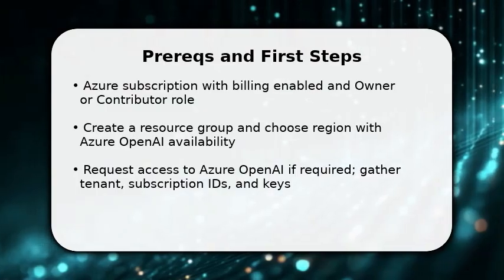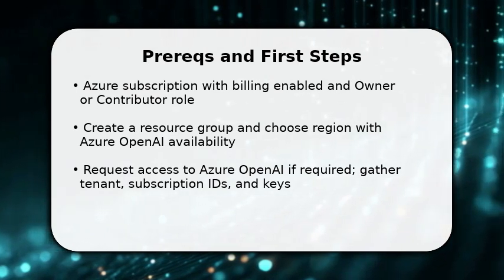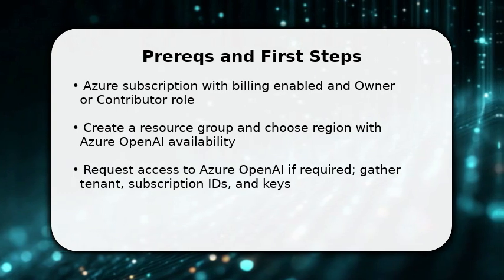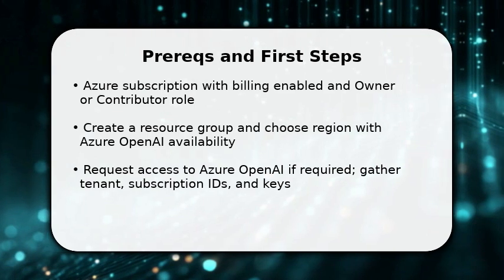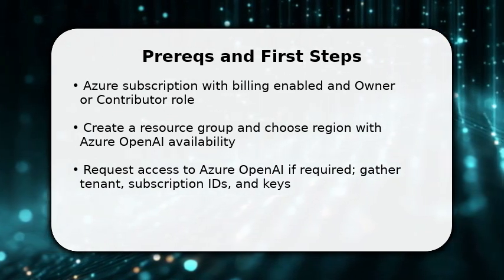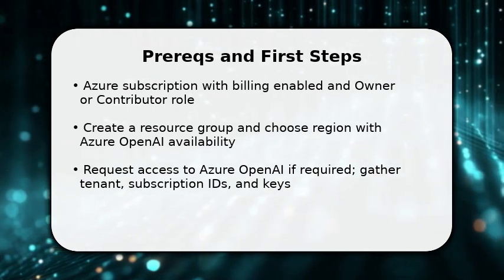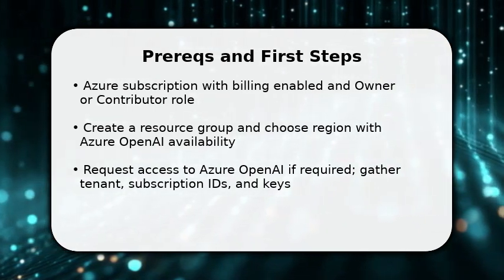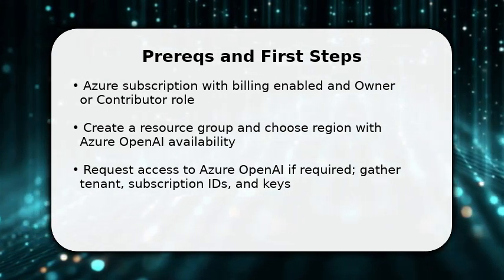You start by confirming prerequisites: an Azure subscription with billing, an owner or contributor role, and region availability. Next, create a resource group and provision the Azure OpenAI resource. Choose the nearest supported region to reduce latency. Once done, request access if your tenant needs approval, and note your tenant ID, subscription ID, and resource name.